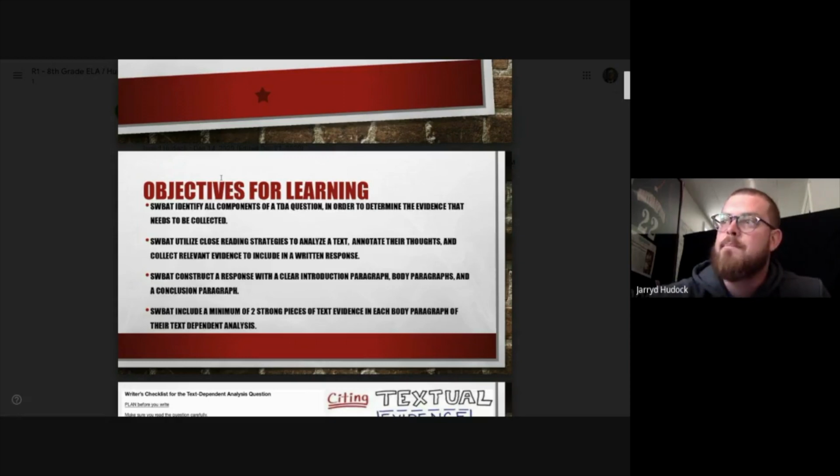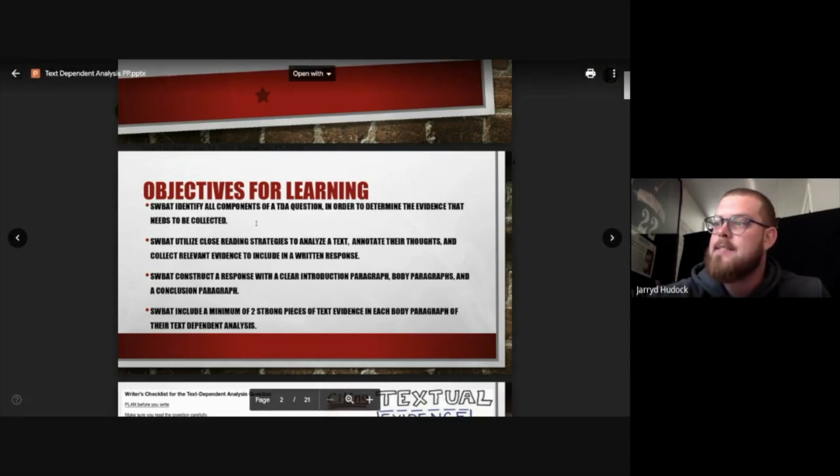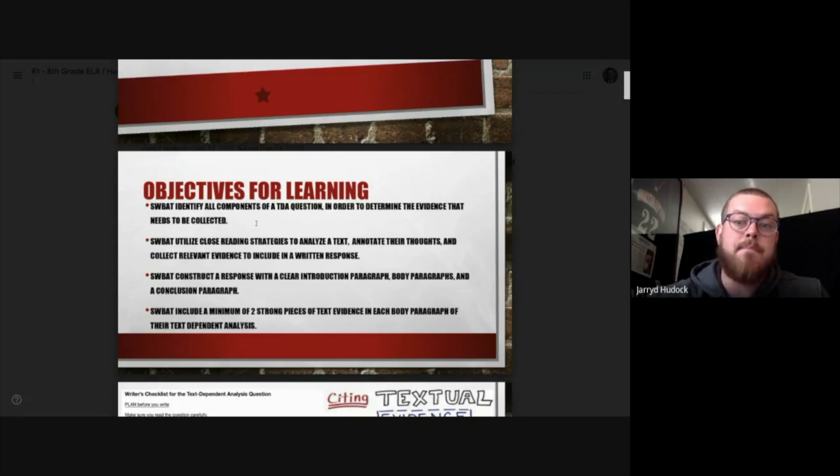So really the pre-writing steps that I'm going to go over are the most important steps, because it doesn't matter how good of a reader or a writer the student is. If they're not answering the question being asked, they're not going to get full credit for the assignment, and they're not going to find the evidence they need to find.